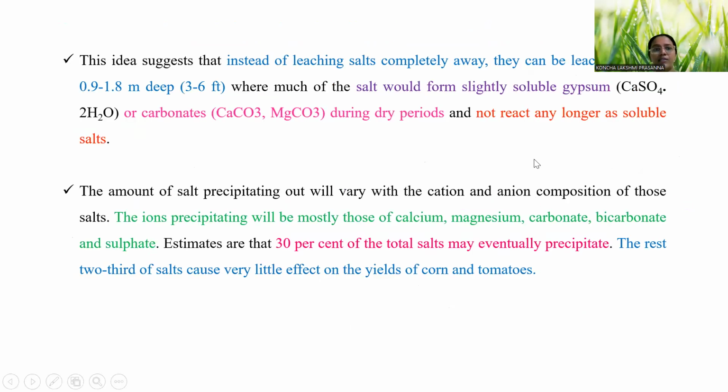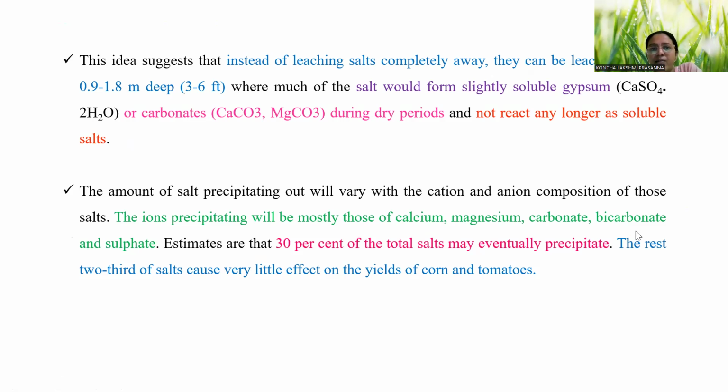The idea in this salt precipitation theory includes the salts. Here in the salt precipitation theory, the salts are not completely leached down, but they are leached only up to a certain level, that is 0.9 to 1.8 meters depth, or 3 to 6 feet.